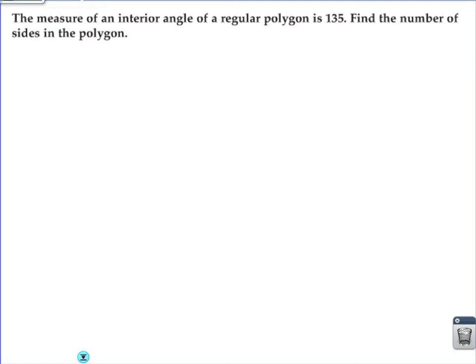It says the measure of each interior angle of a polygon is 135 degrees. I don't know what the polygon is. I don't know how many sides or angles it has. But I know that every interior angle is 135 degrees. You see where I'm going with this? If each interior angle is 135, what's each exterior angle? 45. Does everybody understand? Because they are supplementary.